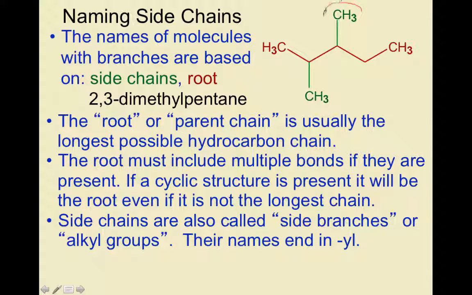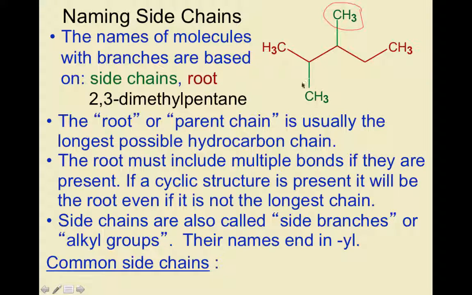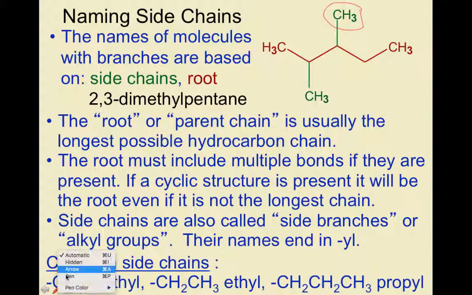Here we have a branch, and that branch has 1 carbon in it. If a branch has 1 carbon in it, it is called a methyl group. If the branch were to have 2 carbons in it, it'd be called an ethyl group. 3 carbons would be called a propyl group.